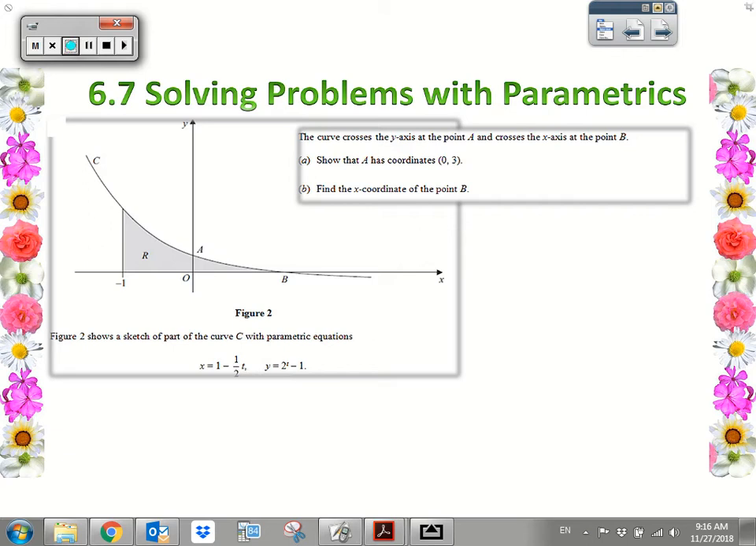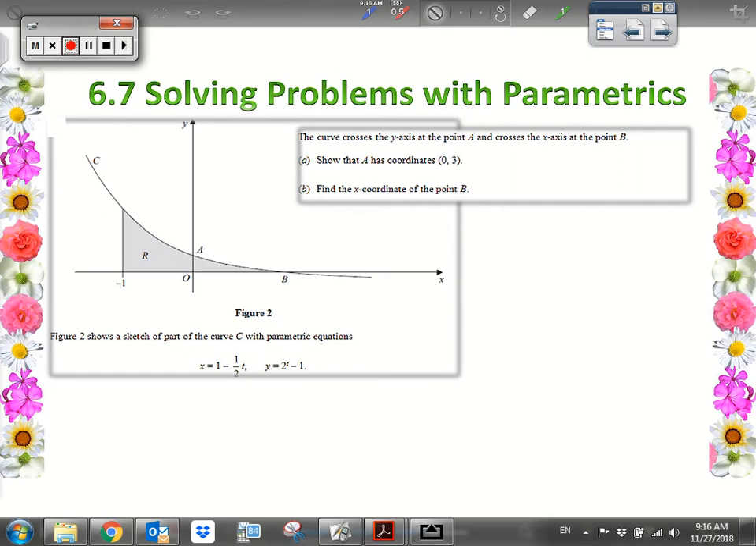For example, this first example says the curve crosses the y-axis at the point A and crosses the x-axis at the point B. So they're just highlighting the fact that this is point A, it's actually on the y-axis, and this is point B, which is actually on the x-axis. They're just laying that out there for us. So part A says show that A has coordinate 0, 3.